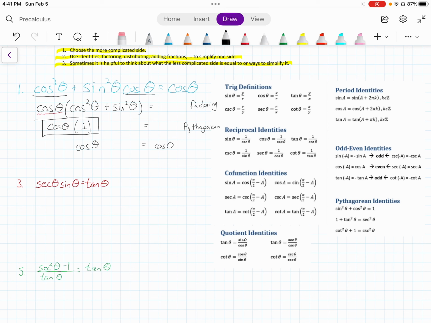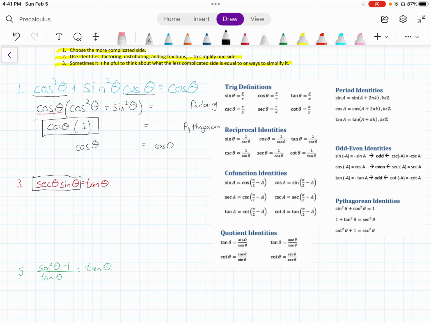Number 3, secant theta times sine theta equals tangent theta. I would say the left side is the more complicated side. And another thing to notice is the left side is still just one term. There's no addition or subtraction. So really we're hoping that this is just equal to tangent theta.